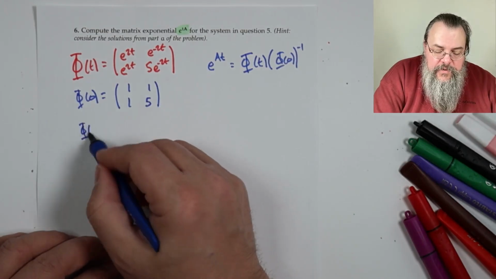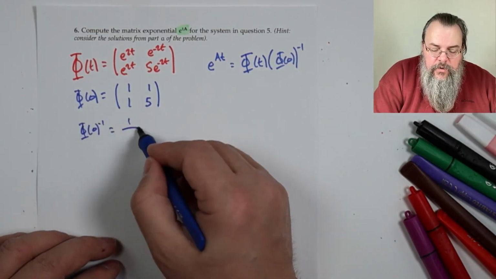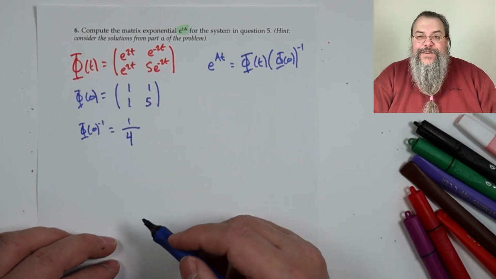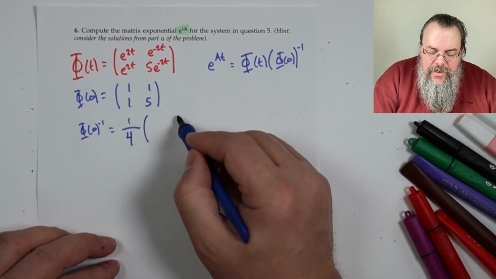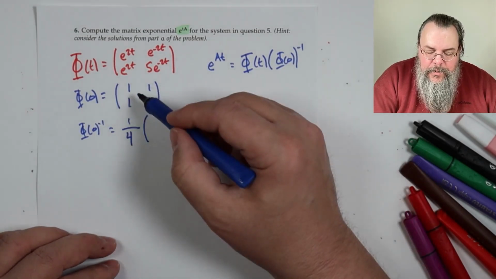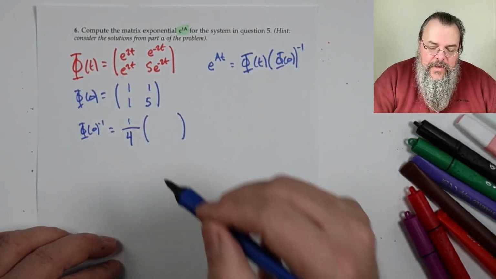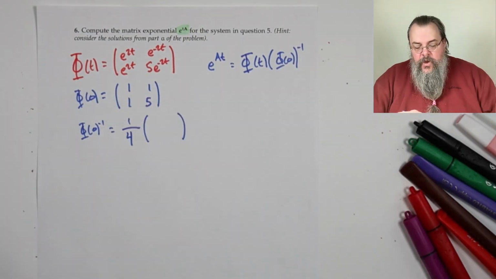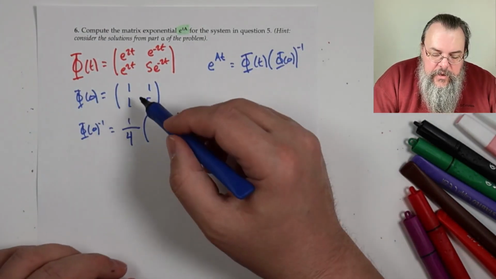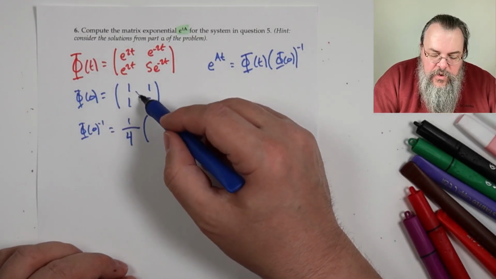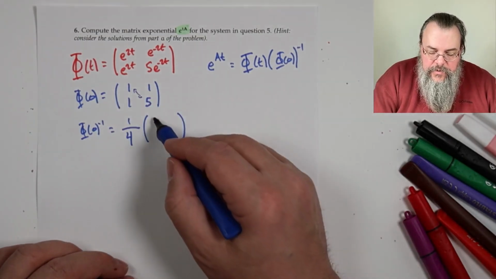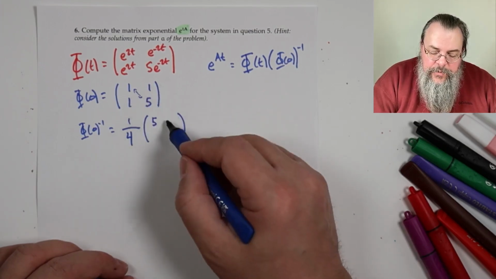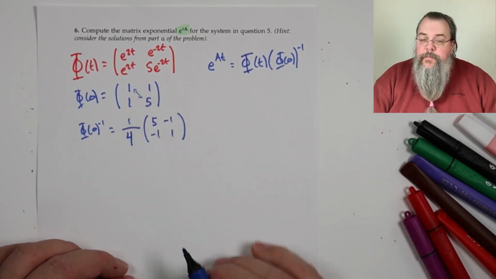What's phi of 0 inverse? Well, that's 1 over the determinant. 5 minus 1 is 4. That sounds very familiar from the last problem. Now remember what goes on. We have to move things around. We switch the diagonal entries, so we're going to have 5 and 1. And then the off-diagonal entries, we flip the signs: minus 1 and minus 1.